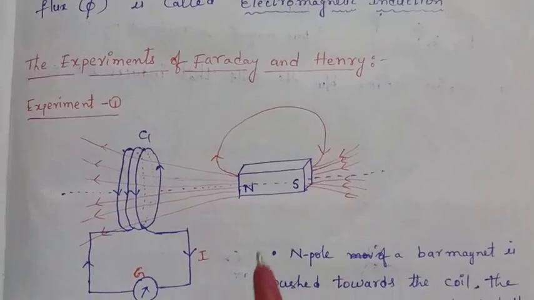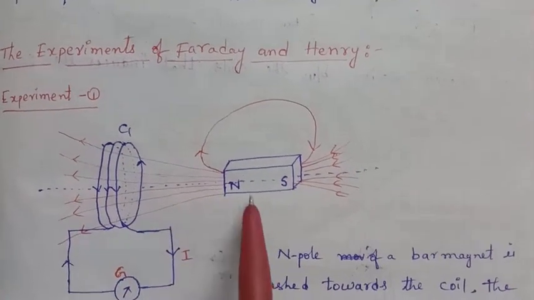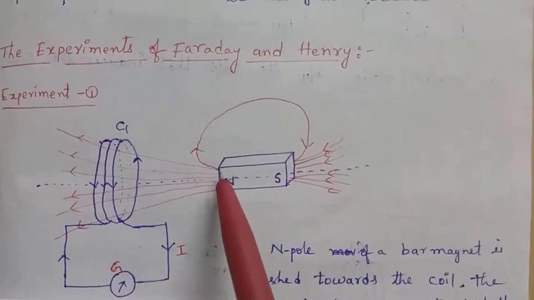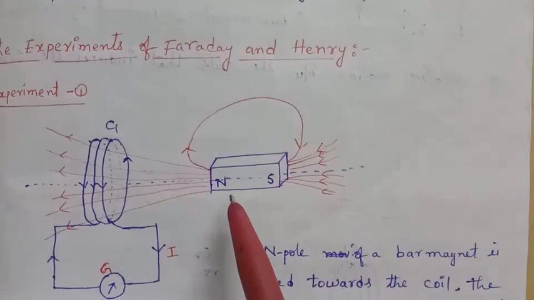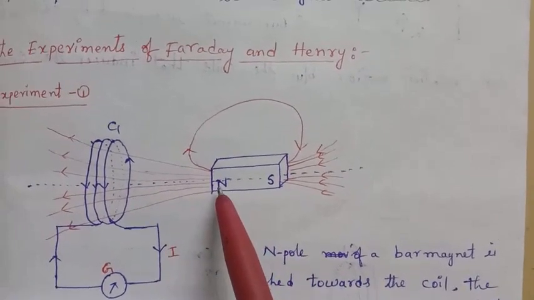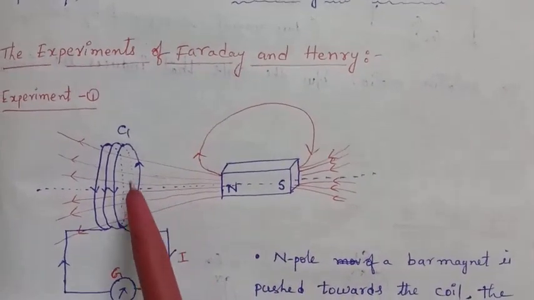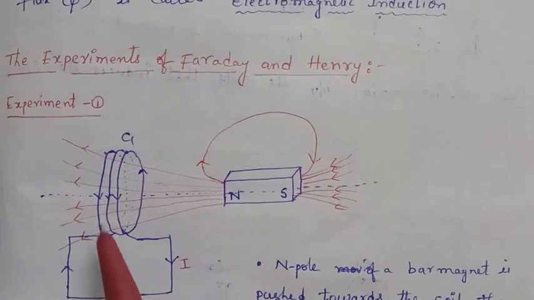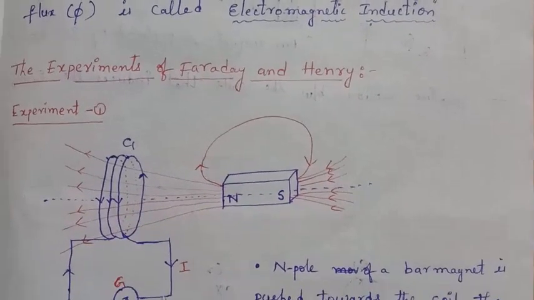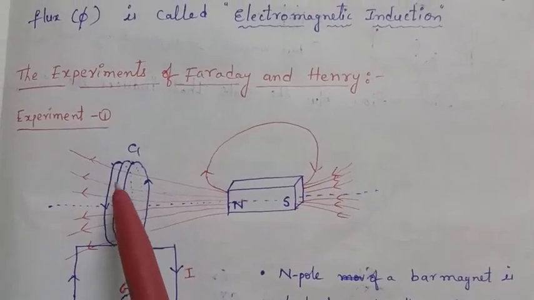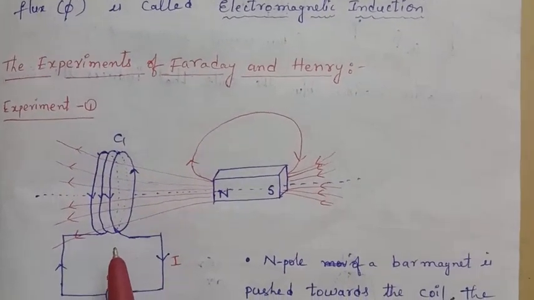In the first experiment, we take one circular coil connected to a galvanometer, and a bar magnet. For the bar magnet, the magnetic lines of force start at the north pole and end at the south pole. When the north pole of this bar magnet is pushed towards the coil C1, there is a change of magnetic flux in the coil. When the magnetic flux through the coil changes, an EMF is automatically induced. This phenomenon is called electromagnetic induction.